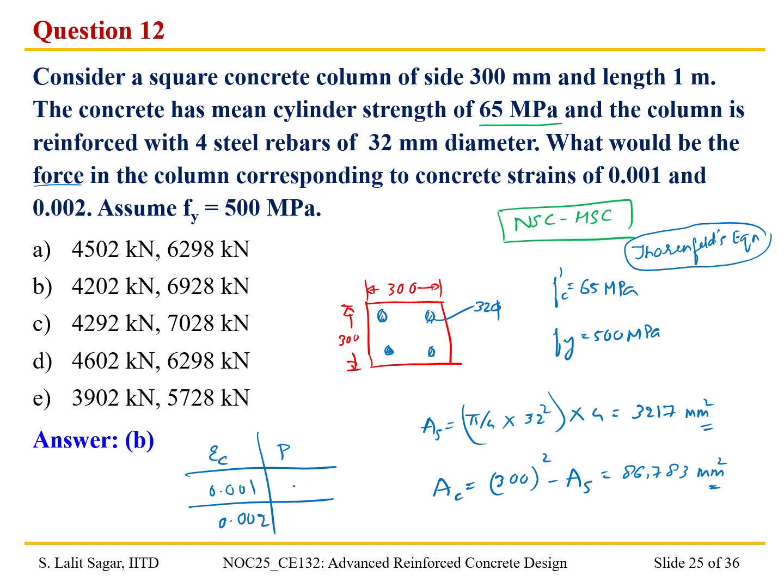0.002. The value of P that I get is 4201.5 kilonewton, right? And for epsilon c is equal to 0.002, I get the value of P as 6927.7 kilonewton. Okay, so option B is the correct answer.